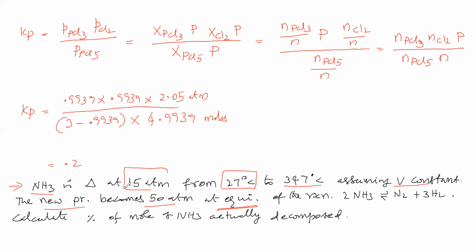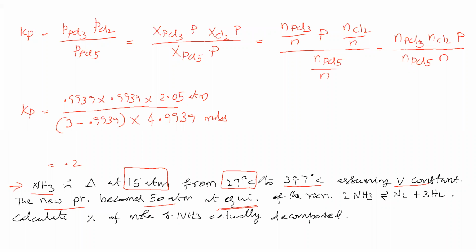So we are taking ammonia at 27 degrees Celsius, and that ammonia is exerting 15 atmosphere. Initially the pressure of ammonia is 15 atmosphere, and the temperature is 27 degrees Celsius, converting into Kelvin, 300 Kelvin. Then this ammonia we are taking to 347 degrees Celsius.